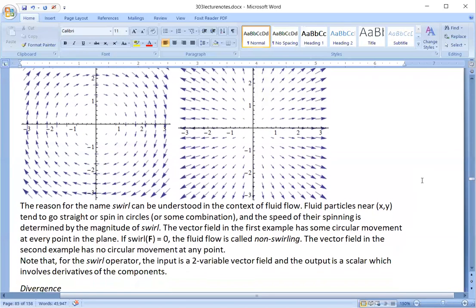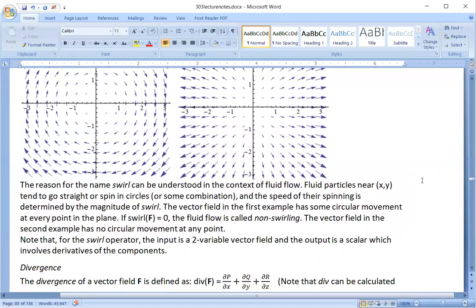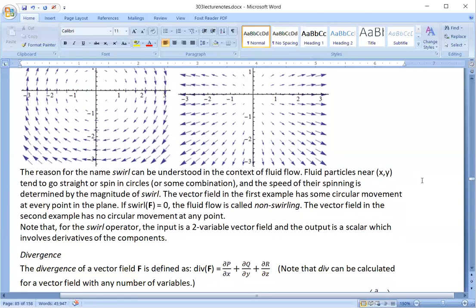Next, divergence. The divergence of a vector field f is defined as div f equals dp/dx plus dq/dy plus dr/dz. I'm giving it here in 3 coordinates, but it turns out divergence can be calculated for a vector field that has any number of variables: 2 variables, 3 variables, 17 variables, whatever.